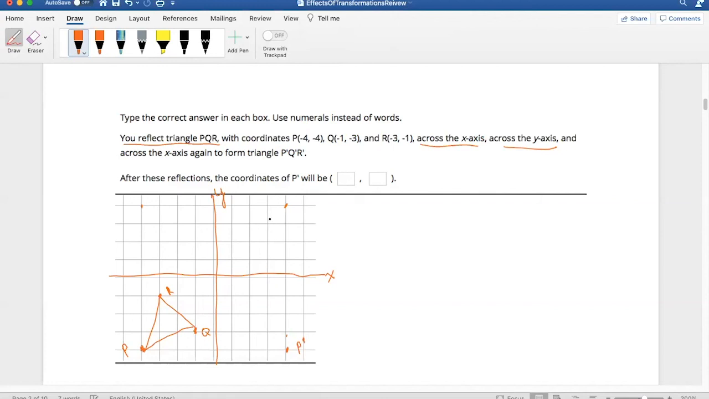That took a lot of steps to get to that point. And now that ends up, I would be at 4 positive on the x-axis. So my x value of my ordered pair is 4. And I'm still down here at -4 for the y value.